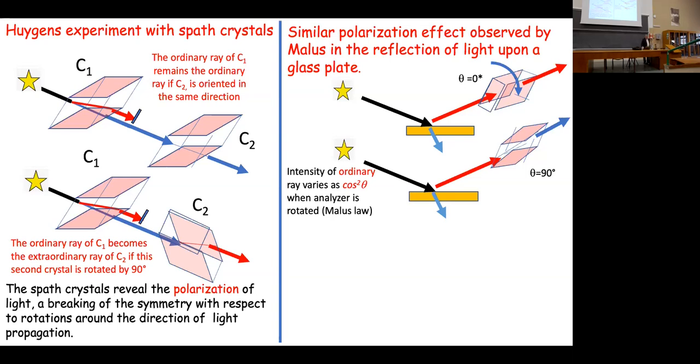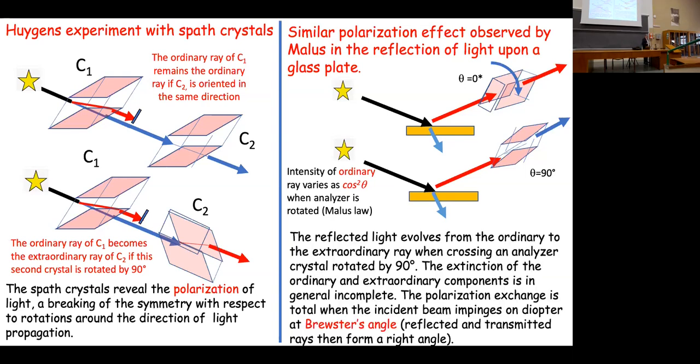This property of polarization becomes 100% if you are at what is called Brewster angle. Brewster was an English physicist who did experiments on that. Brewster angle is the angle for which, as you see here, the reflected beam and the transmitted beam are at right angle from each other. And when you are at this angle, the light which is reflected is 100% polarized.